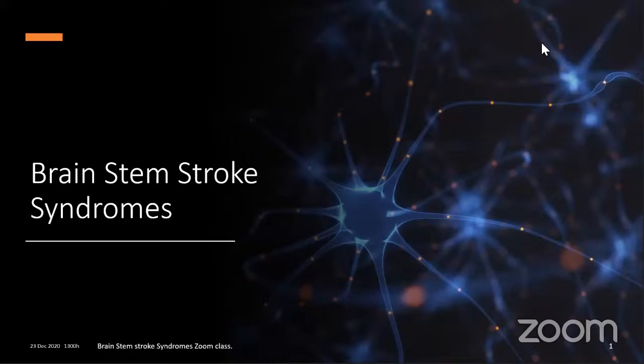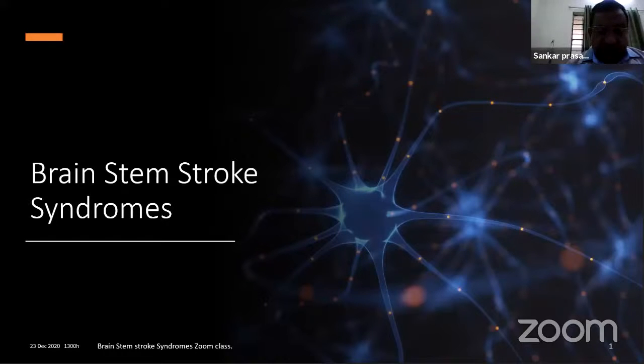So we are going to talk about brainstem stroke syndromes. Before we start, I'll just say that last class there was a recap, and that recap was about anterior circulation stroke syndromes. We will briefly tell you about the blood supply, which we have studied earlier, and we're going to do it again.